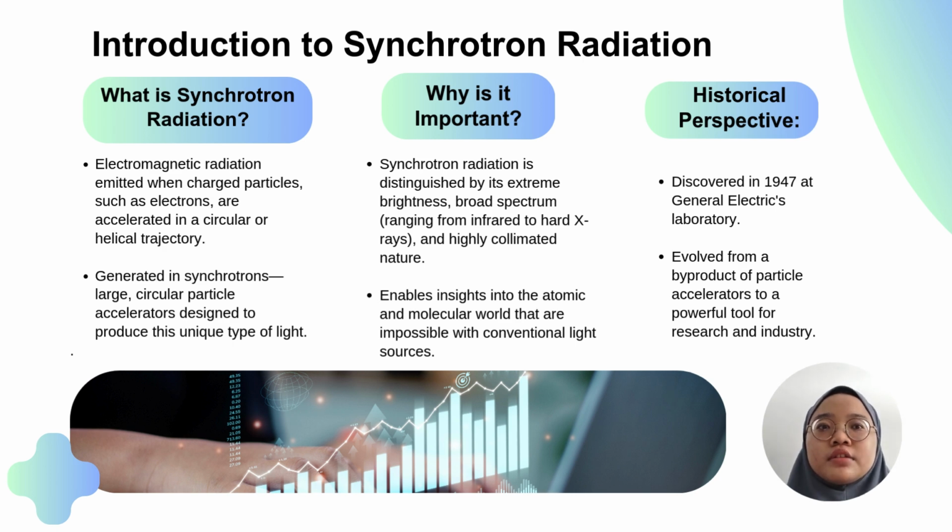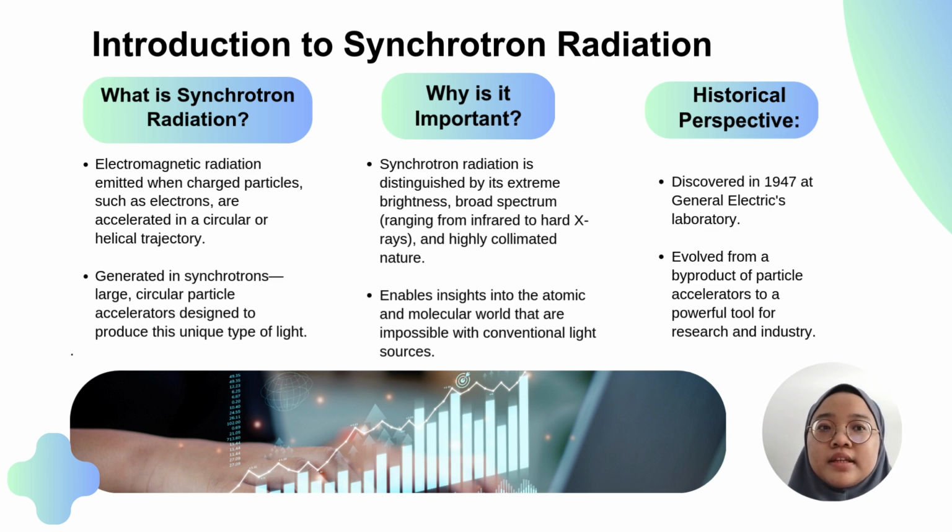What is synchrotron radiation? It is an electromagnetic radiation that is emitted when charged particles, such as electrons, are accelerated in a circular or helical trajectory. It is generated in synchrotrons, which are large circular particle accelerators designed to produce this unique type of light.